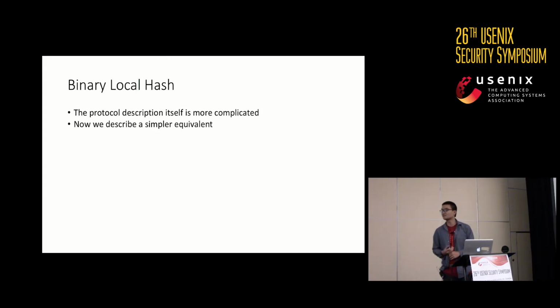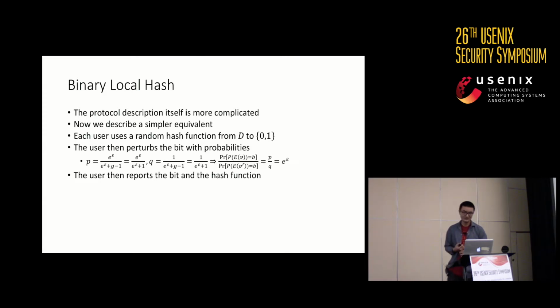So the last protocol here we present is called the binary local hash. Note that it's from theoretical work, so the protocol description is more complicated, so we describe a simpler equivalent. In this protocol, each user first hashes the value from the big domain D into one bit, 0 or 1, like a compression. And then the user just perturbs this bit by probability. G here is the number of groups. Since the hash range is only 0 or 1, G equals 2. So by setting P and Q to be these values, this again satisfies epsilon LDP. Then the user will report this bit and the hash function to the centralized data collector.